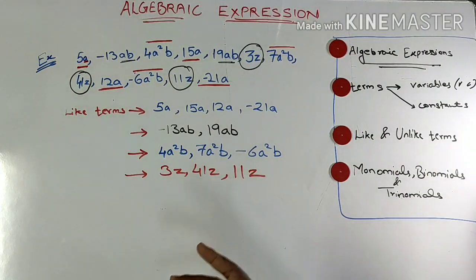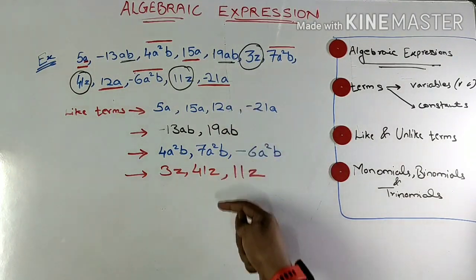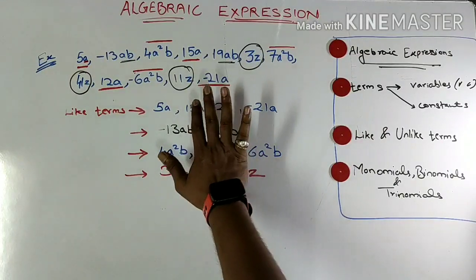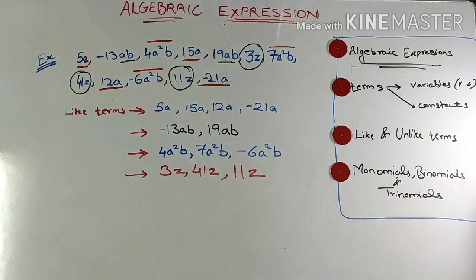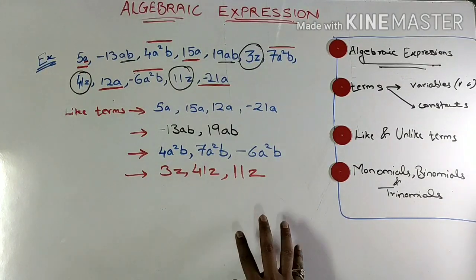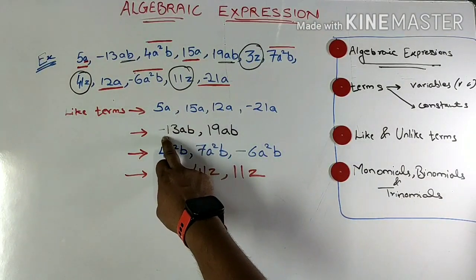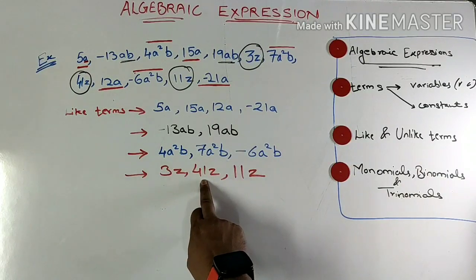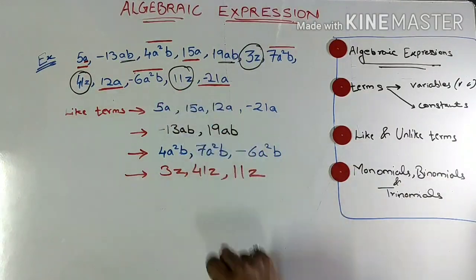How do we call it unlike terms? These are all terms which I kept without any same type of variable, so those will be called unlike terms. So 5a, minus 13ab, 7a square b, 41z. These terms, if I keep them together, will be called unlike terms because they don't have the same variable or variables. I hope this is clear to you all.